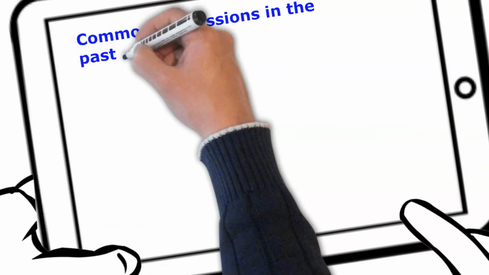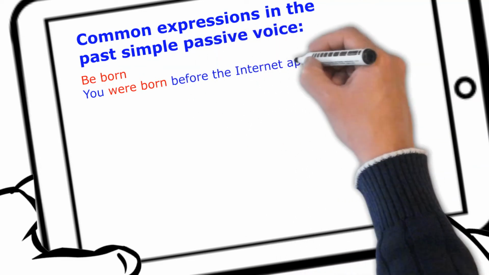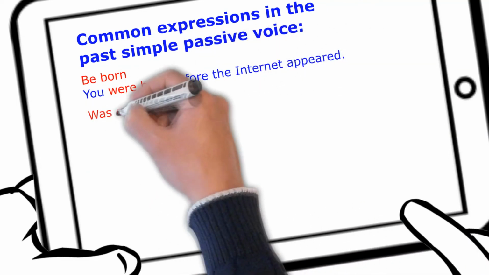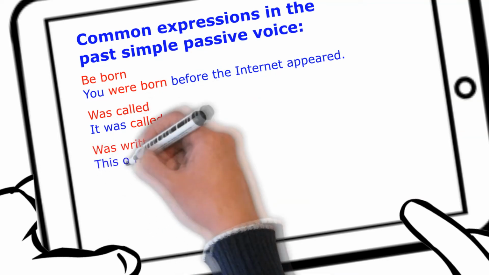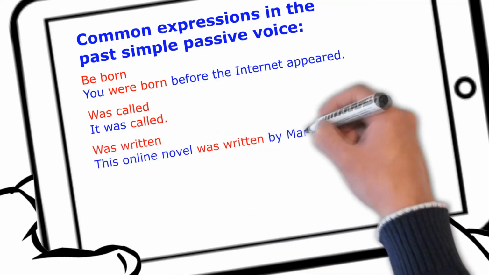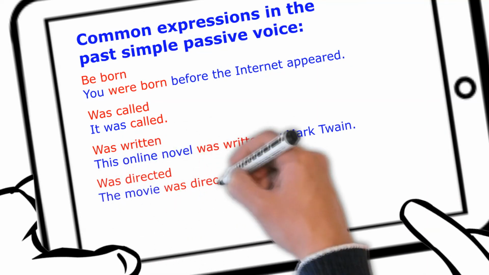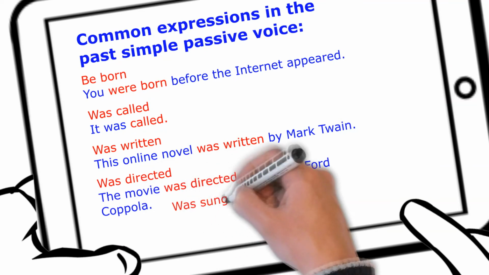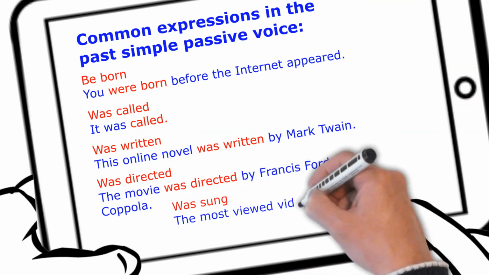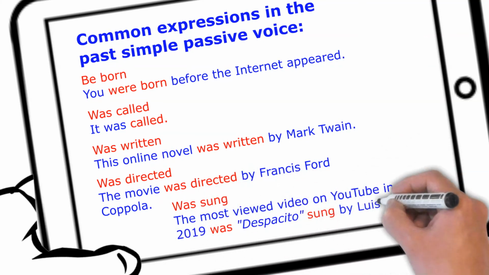Common expressions in the past simple passive voice. Be born. You were born before the internet appeared. Was called. It was called. Was written. This online novel was written by Mark Twain. Was directed. The movie was directed by Francis Ford Coppola. Was sung. The most viewed video on YouTube in 2019 was Despacito, sung by Luis Fonsi.